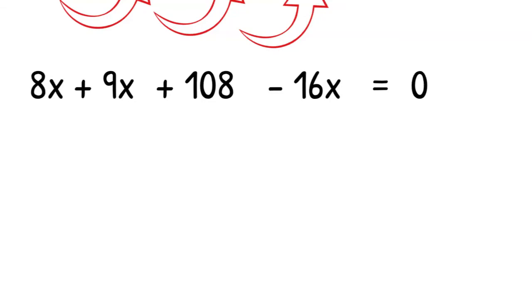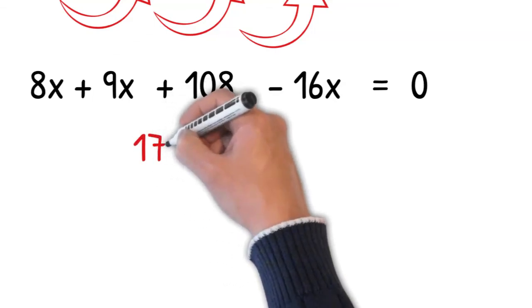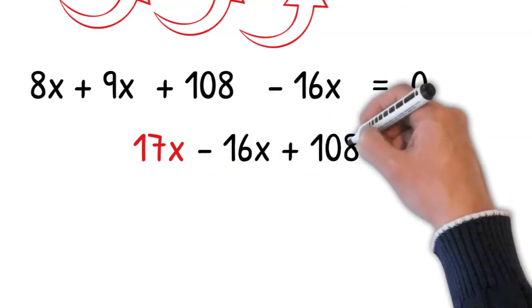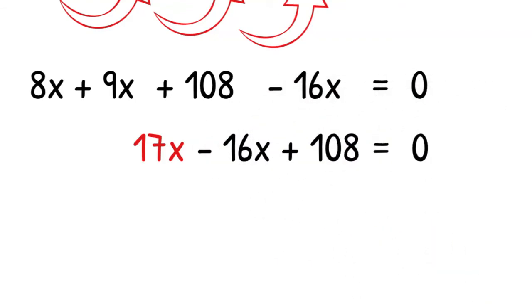The next step is to combine like terms. There are 3 x terms that can be combined. Start with 8x plus 9x, which equals 17x. Now subtract the 16x from the 17x, the result is just 1x. But 1x is equal to x in lowest terms. Never leave 1x as an answer because it is not in lowest terms. Both sides of the equation are now in lowest terms. We are ready to solve for x.